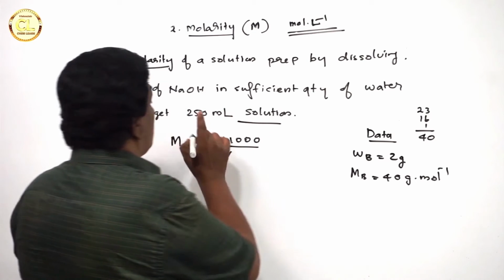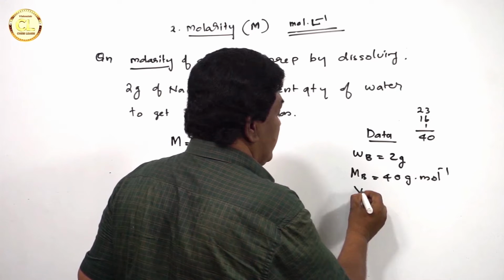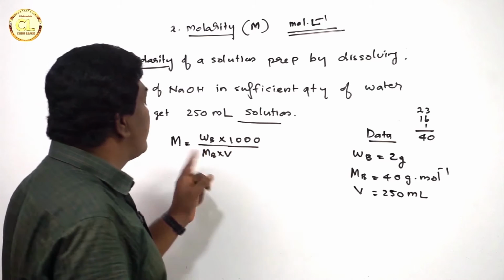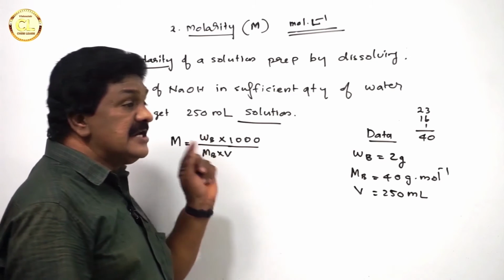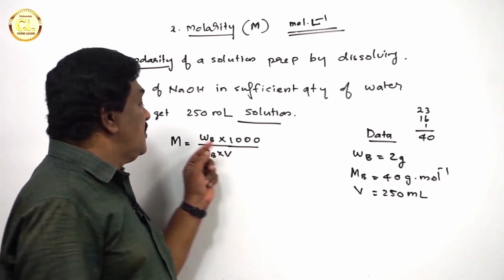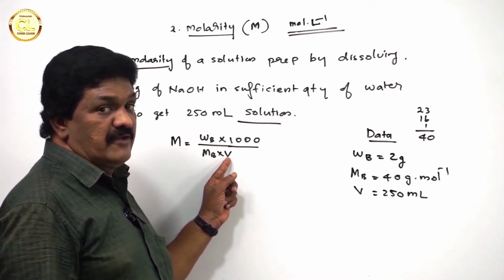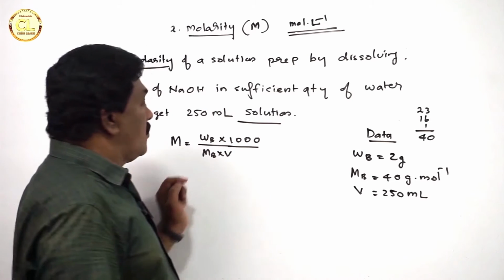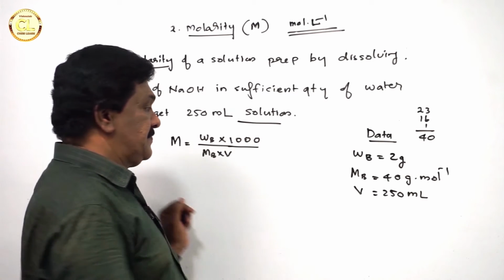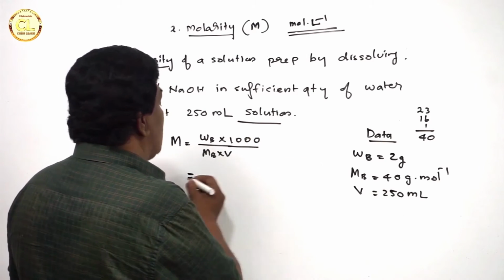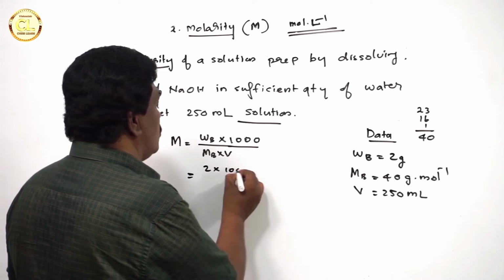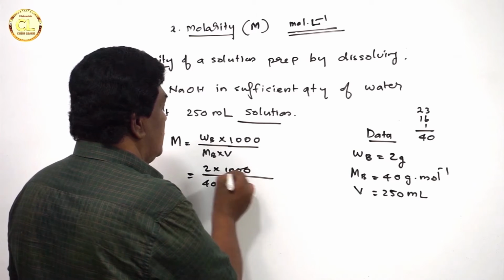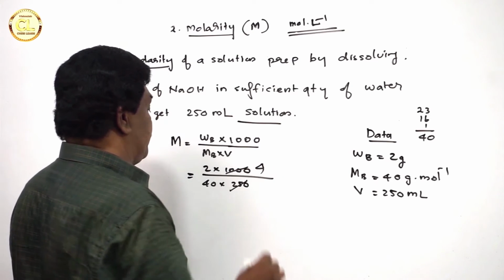Then V, what is V? V is 250 milliliter. Volume is given in milliliters, so that is why we use this formula. If volume is given in liter, we don't write 1000 here. We write only W by MB into V, because V is volume in liter there. Here it is in milliliter, so we have to multiply 1000 in the numerator. Substituting these values here, 2 into 1000 divided by 40 into 250.